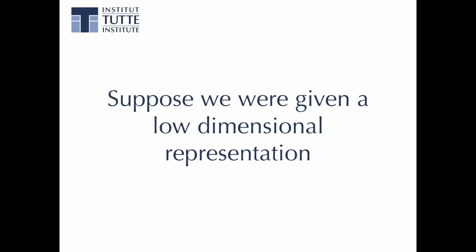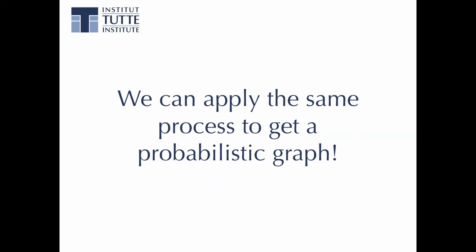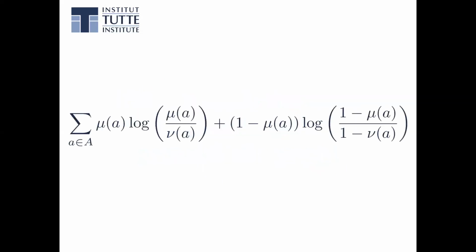So suppose we had some low-dimensional representation. We could get a low-dimensional representation simply by scattering points randomly in a low-dimensional space and saying, okay, that'll be a low-dimensional representation to start with. But given such a thing, we can apply the same process, and we can get a probabilistic graph for that low-dimensional representation. And then, seeing as we're dealing with probabilities, we can ask about the cross-entropy between these two things.